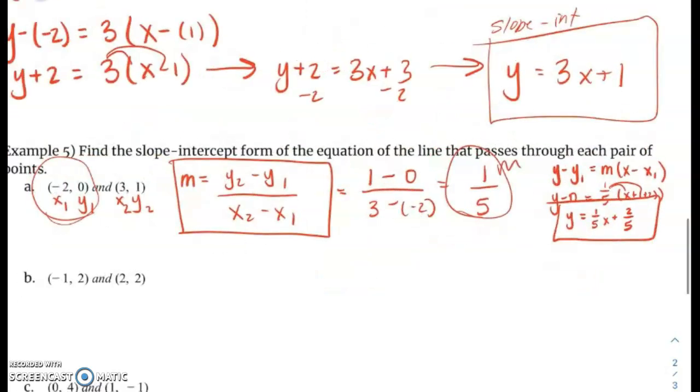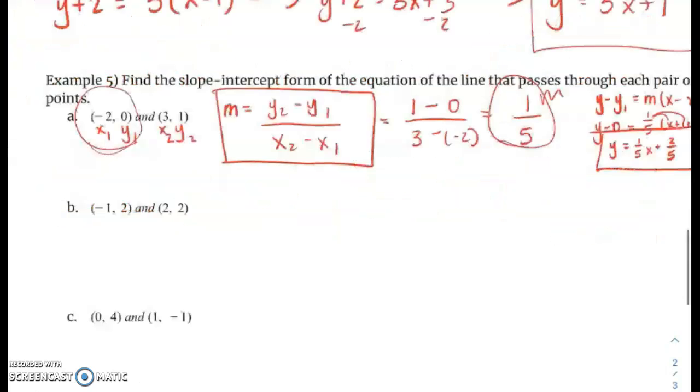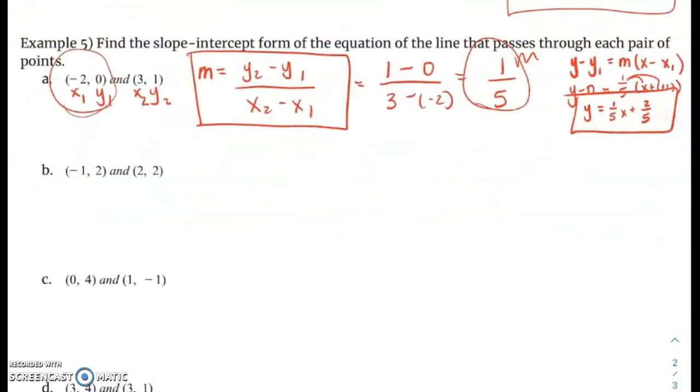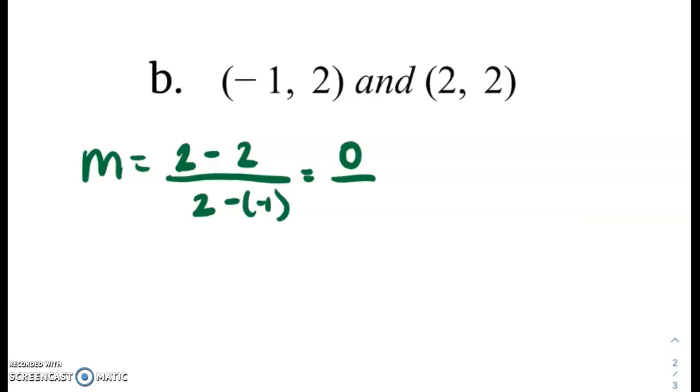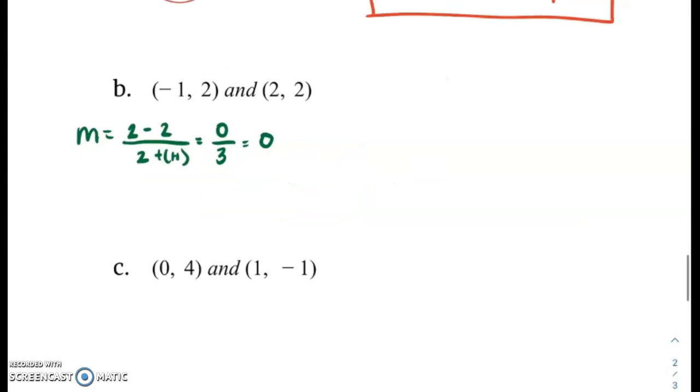Okay, if you want to try part B on your own, go ahead and try that. If you want to pause the video and do it on your own. Otherwise, I'm going to do it right now. So we're going to use our slope equation. First, I'm going to do y2 minus y1 over x2 minus x1. You'll see you get 0 over 3, which is 0. 0 divided by 3 is 0.